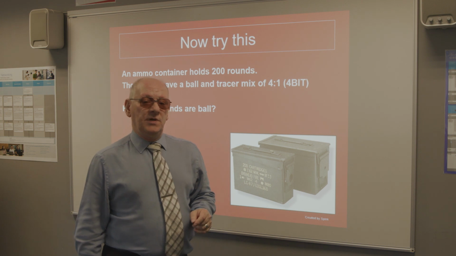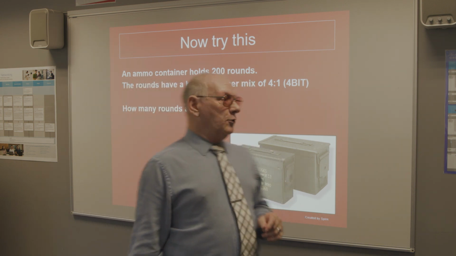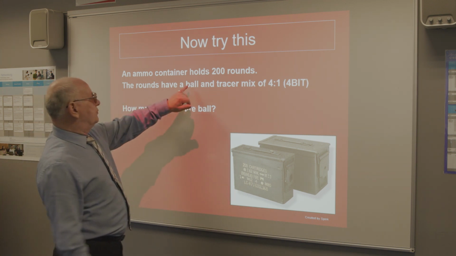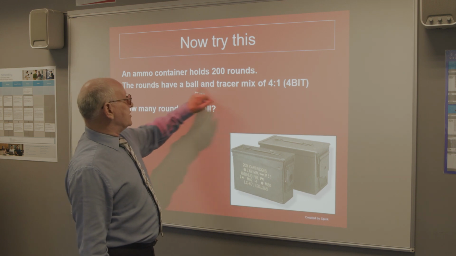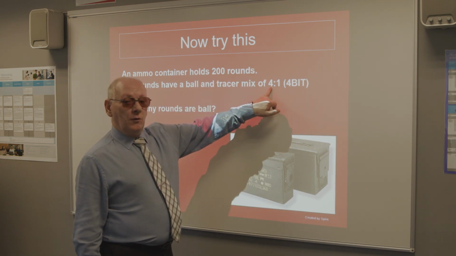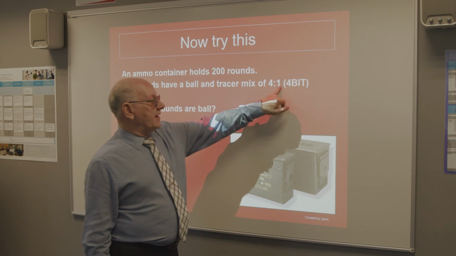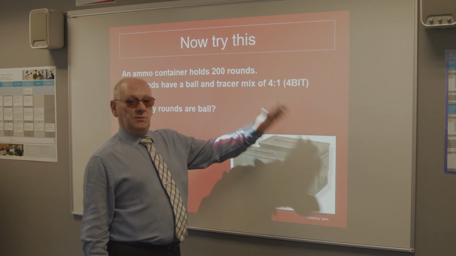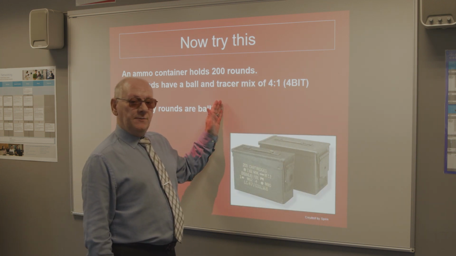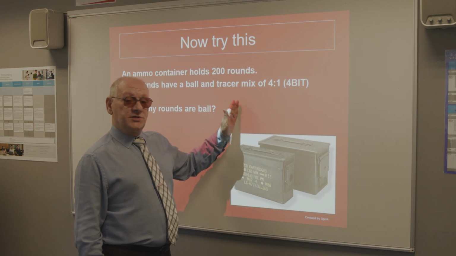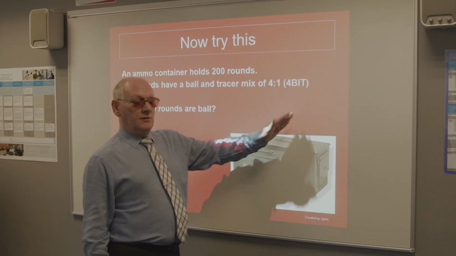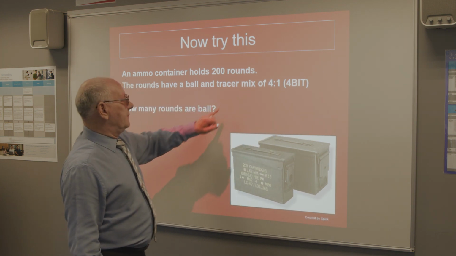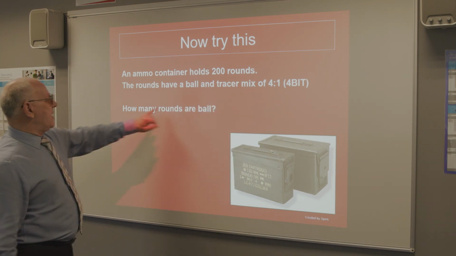The wording in ratio is extremely important. They will always be in the same order as the ratio. So ball comes first in ball and tracer, so that's 4. The tracer comes second, so that's 1. And that goes for any ratio question. The wording is extremely important. Whatever comes first in the wording is first in the ratio. Whatever comes second in the wording is the second one in the ratio. So ball and tracer, 4 to 1, 4 ball to 1 tracer is the mix. So how many rounds are ball?